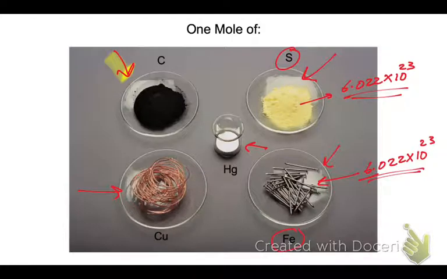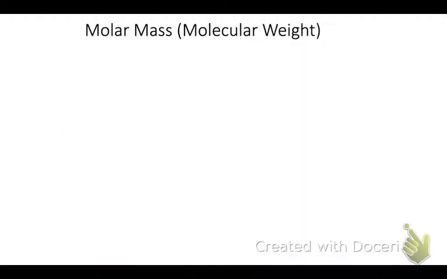Now, if you look at the average atomic mass, you will find that mercury is the heaviest, so that sample will be the heaviest accordingly. Carbon is the lightest, and that sample will have the smallest mass accordingly.